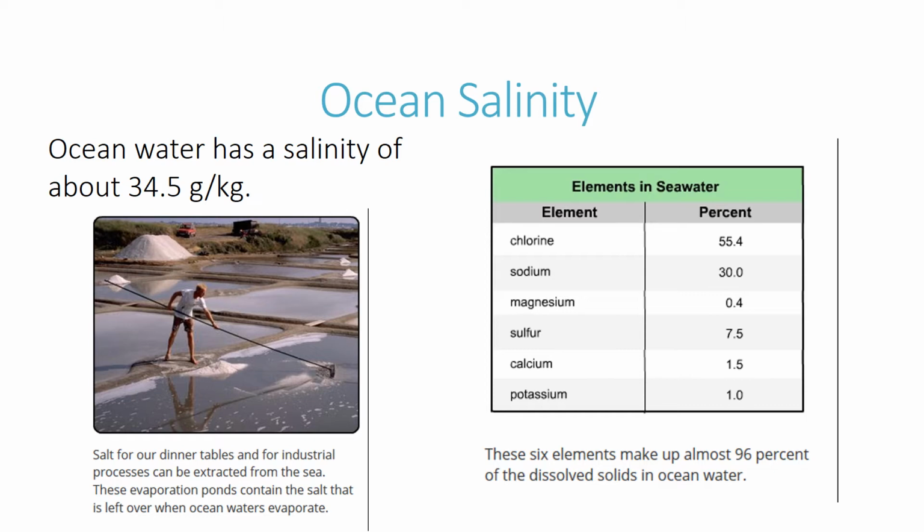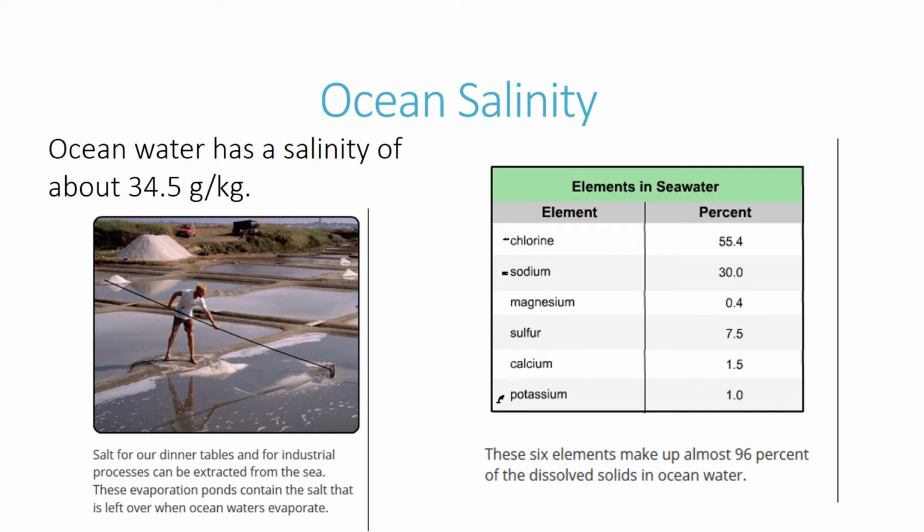So if you look at the chart on the right, these are the elements that you would find in ocean water, starting with the most dense elements at the top and then moving down to the least. So we see chlorine and sodium are the top 2 elements that you would find in ocean water, which combine to make sodium chloride, or what is commonly known as table salt. So the same salt that you use on your food.